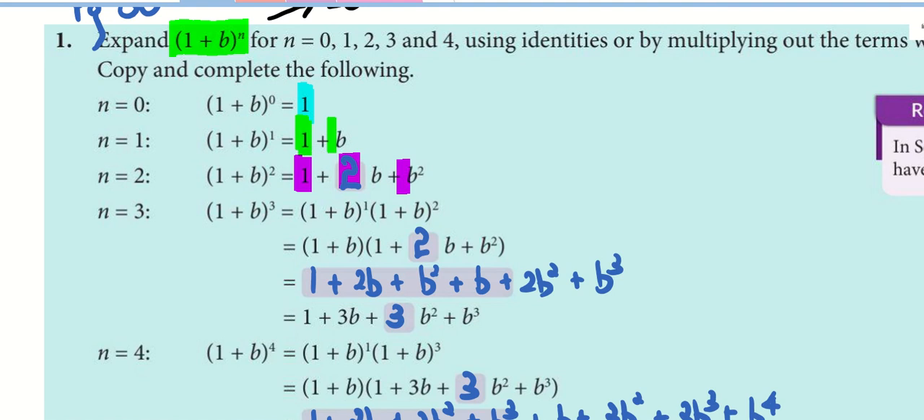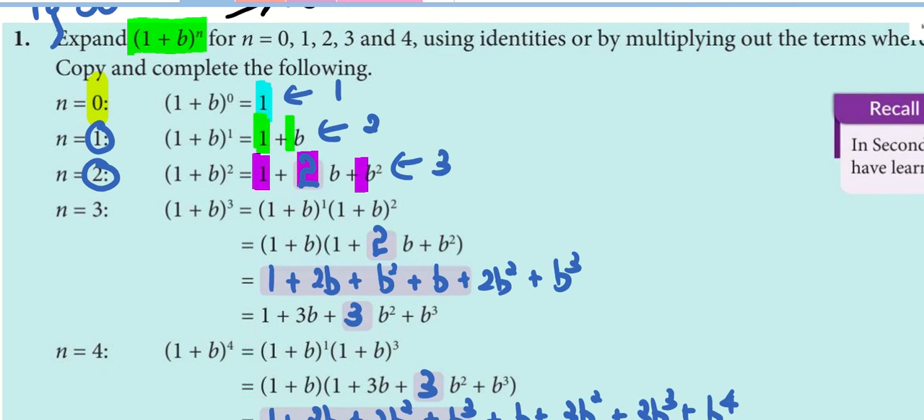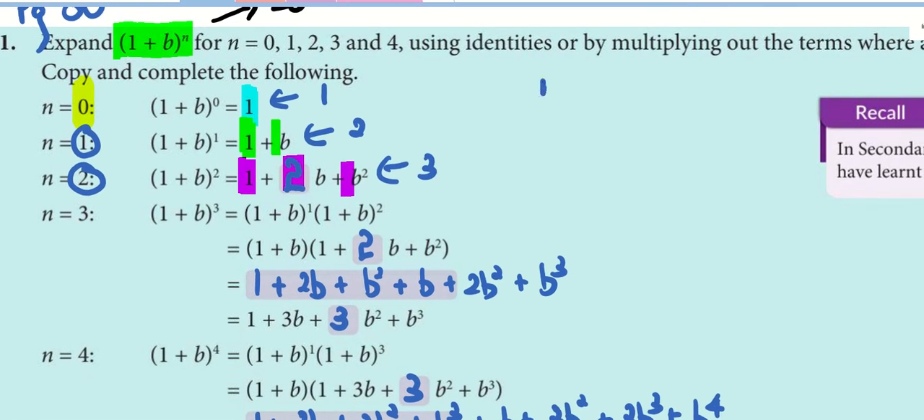When n is equal to 0, when you expand (1 + b) to the power 0, how many terms do you see? 1. There's only one term. When n is equal to 1, how many terms do you see? 2. When n is equal to 2, how many terms do you see? 3. Oh, very boring. Let's make a guess. When n is equal to 20, how many terms do you think there will be?